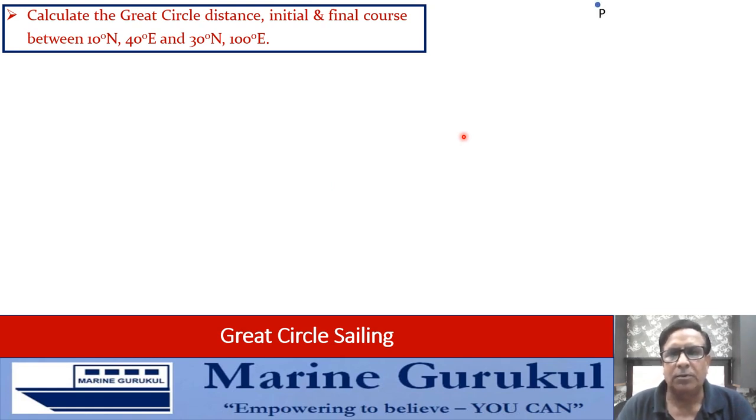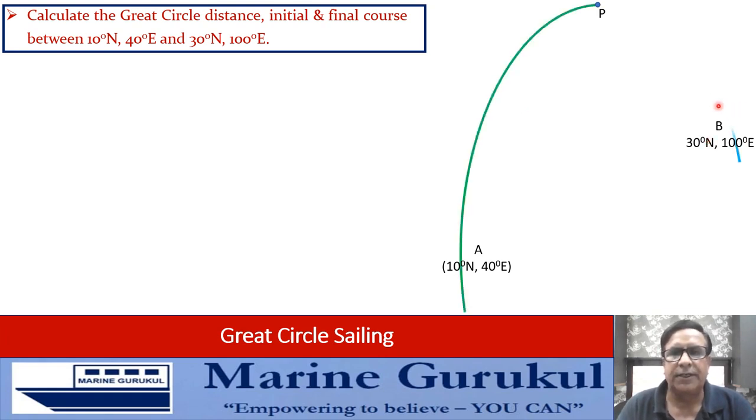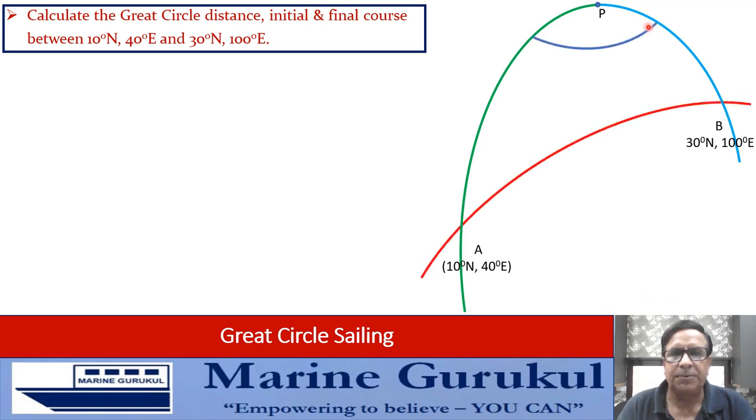Here is the north pole, then we mark off position A here, position B to the north and to the east of it. We draw the meridians of A and B. Now we have this angle at P, which is the D long between A and B. Now we draw the GC track from A to B. This represents the GC track from A to B.